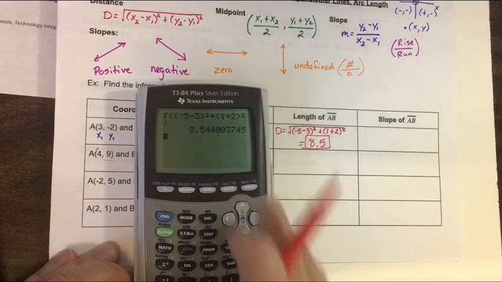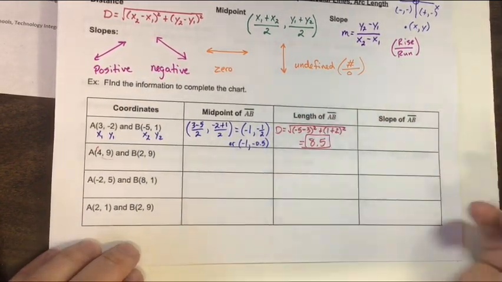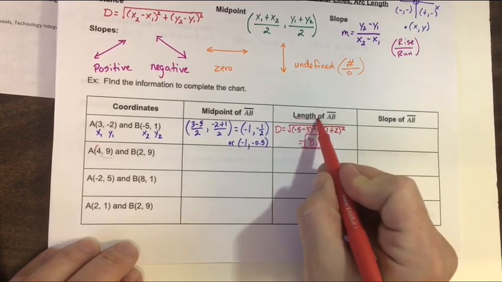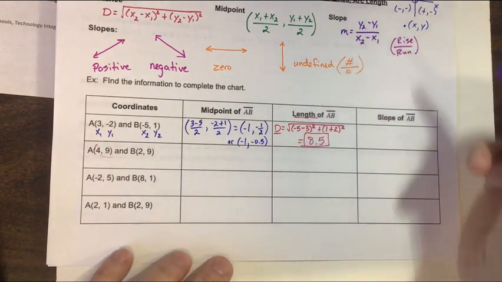That's how far apart those two points A and B are. Okay, so that'd be the length of that segment AB, which is the distance. Notice length, we use distance formula. And now we want to find the slope of the line passing through them, using our slope formula.